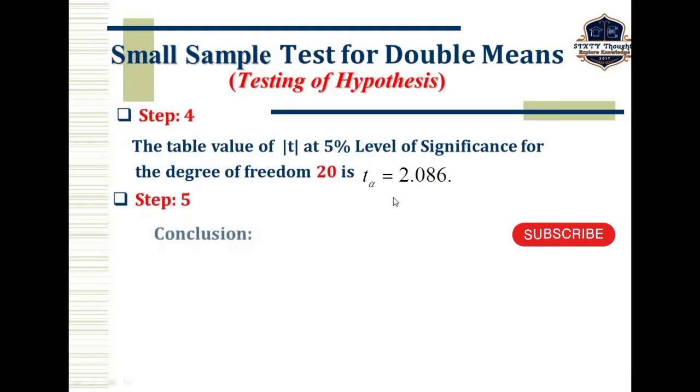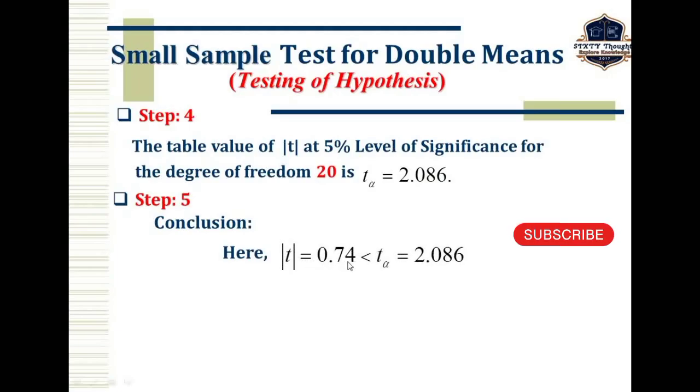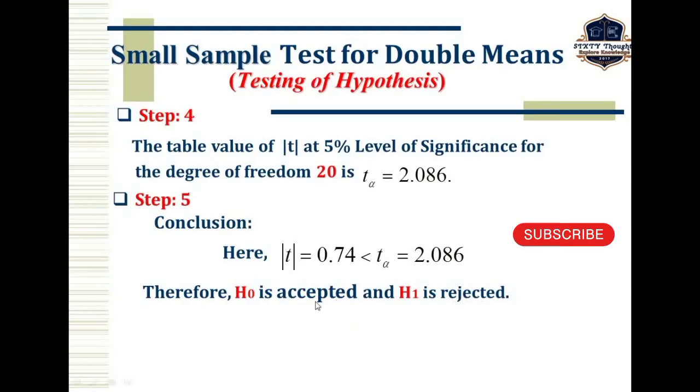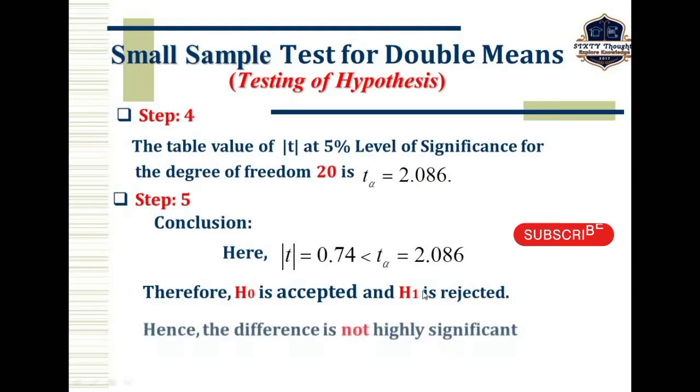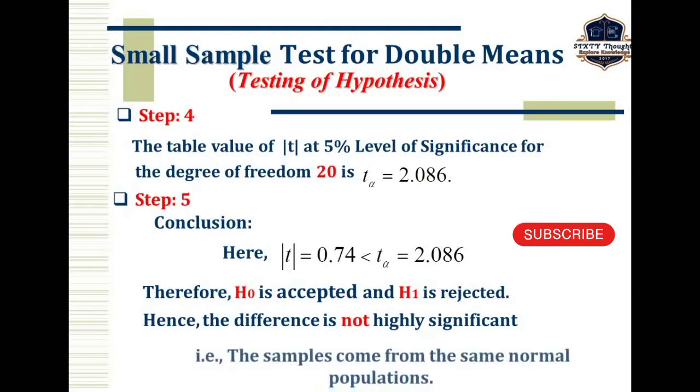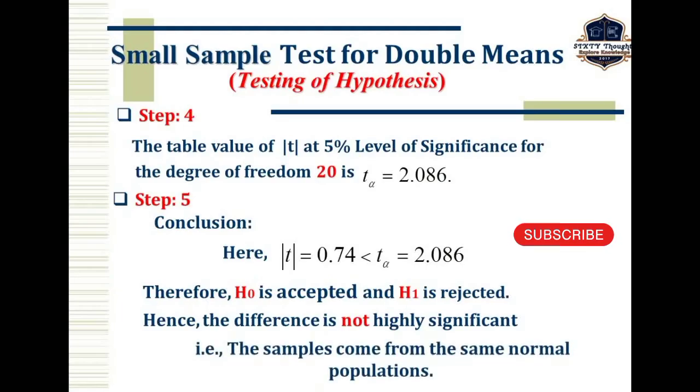Step number 5, we write the conclusion using step number 3 and step number 4. Step number 3 gives the obtained value, and step number 4 gives the table value. Here modulus of t, the obtained value, is 0.74, which is strictly less than the table value t alpha equal to 2.086. Therefore H naught is accepted and H1 is rejected, which means the null hypothesis is accepted and the alternate hypothesis is rejected. That is, the difference is not significant, and the samples come from the same population.